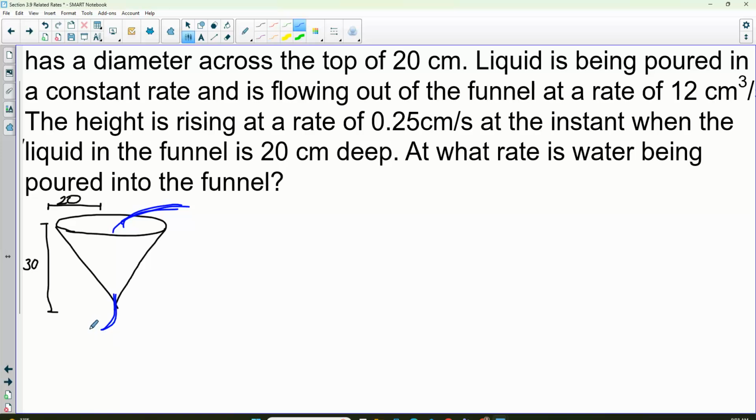All right. Let's come back to that thought in a minute. Let's focus on this stuff for a second. The height is rising at a rate of 0.25 centimeters per second. So what would that represent?